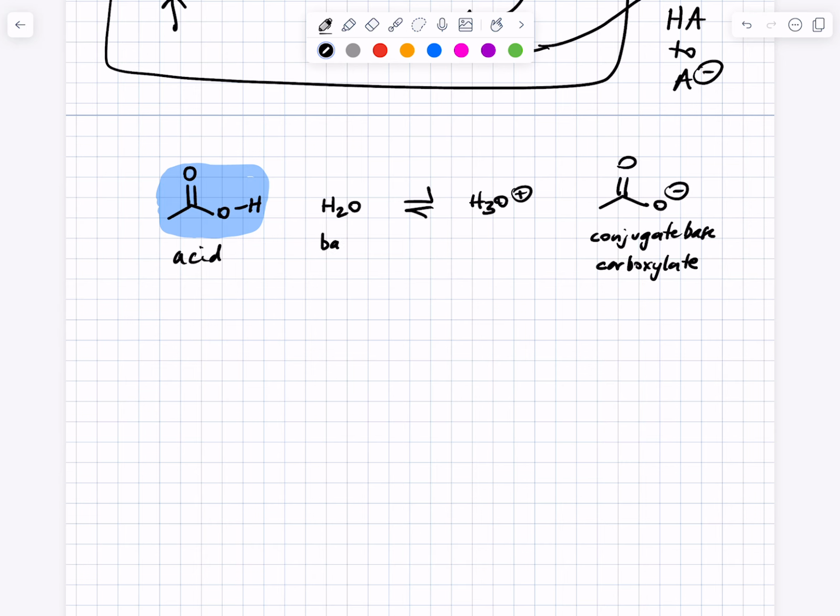That means on the left-hand side of the equation, water is our base. Water is going to be removing the proton from the carboxylic acid. And that makes hydronium our conjugate acid. All right. So now I would give you a table and you would look up pKa values. In fact, there is a table on the back of your quiz that you can look at. So look at that and see if you can find what the relevant pKa is for a carboxylic acid.